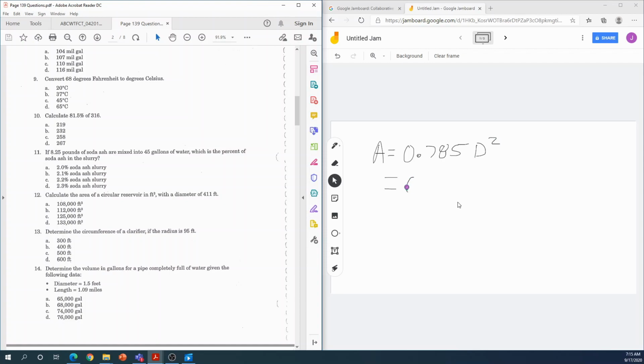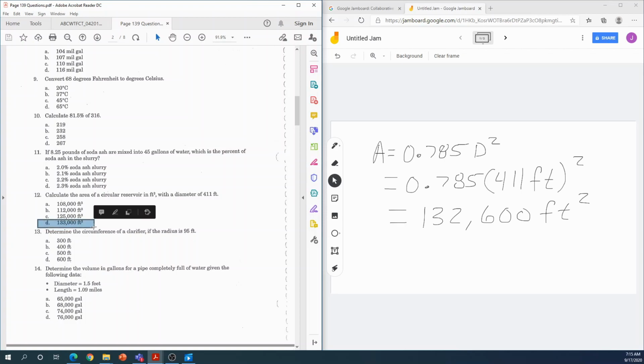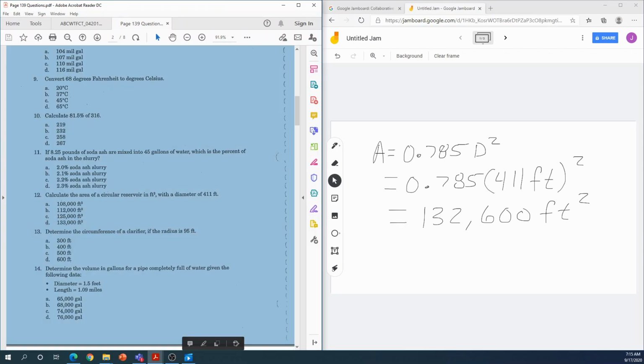So area is equal to 0.785 times our diameter squared, which is equal to 0.785 times 411 feet squared, which is equal to 132,600 square feet, which rounds up to be D, 133,000 square feet.